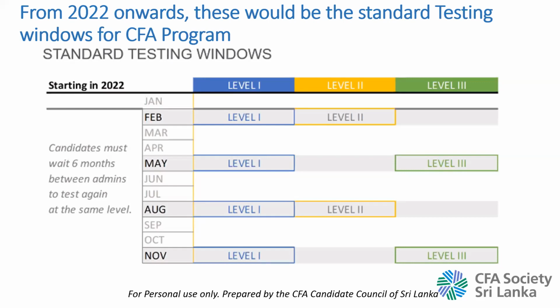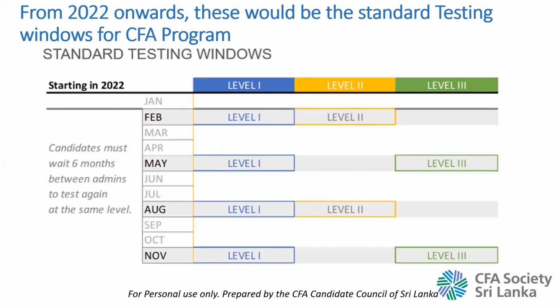So level 1 will be offered 4 times a year, and these are the slots: Feb, May, August, and November. Level 2 will be in the February, August slot, so 2 times a year, and level 3 will be May, November is the slot that you're looking at.